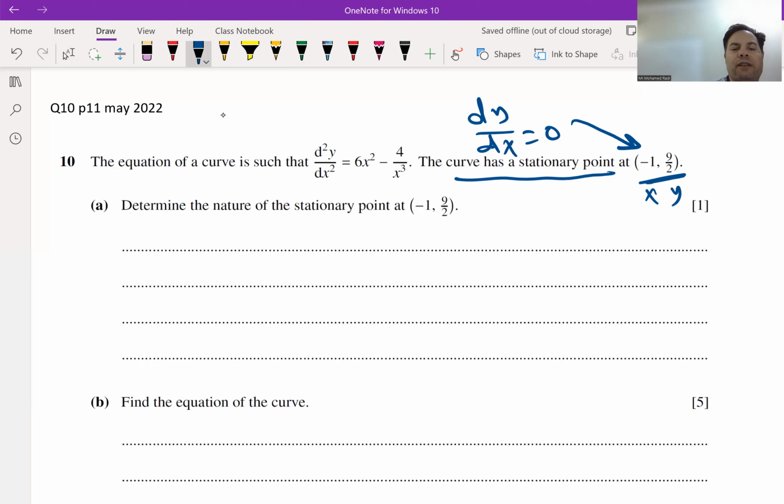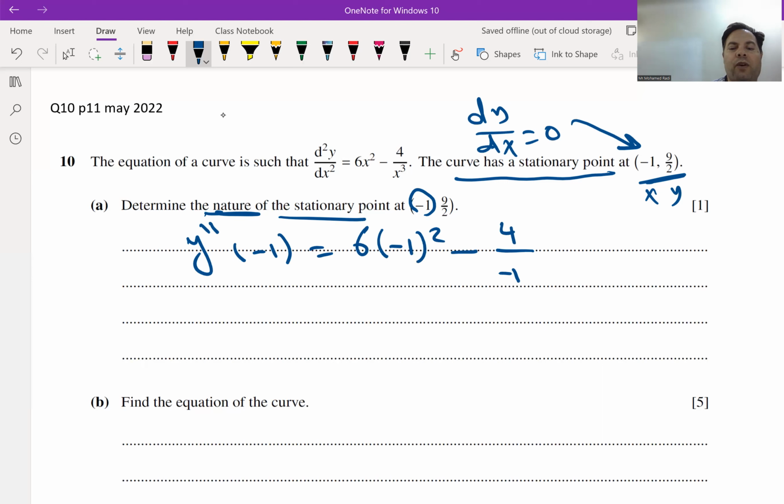Determine the nature of the stationary point. Nature of a stationary point means minimum or maximum. We use the second derivative to get the nature of a stationary point. Just substitute by -1. So y double dash at -1 is equal to 6 times (-1) squared minus 4 divided by (-1) all to the power of 3. So 6, minus becomes plus 4. The answer is 10. If it is positive, it will be a minimum.